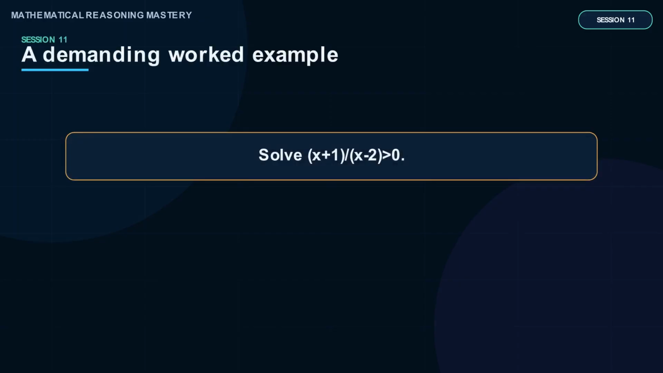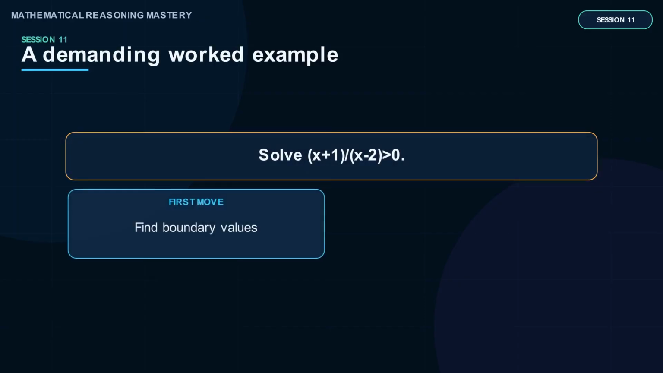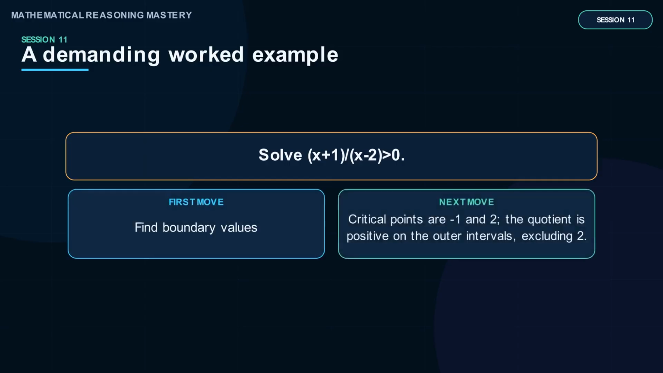Here is the challenge. Solve (x + 1)/(x − 2) > 0. Restate what is requested before touching the choices. The first move is find boundary values. Apply it directly to the quantities and conditions in this problem. Now use the core reasoning. Critical points are −1 and 2. The quotient is positive on the outer intervals, excluding 2. Keep each equality, comparison, or unit conversion visible.